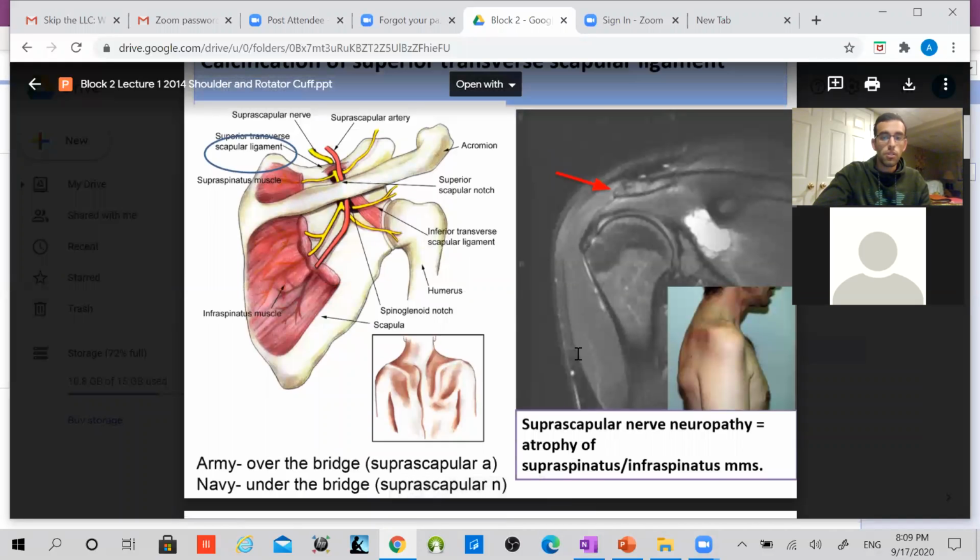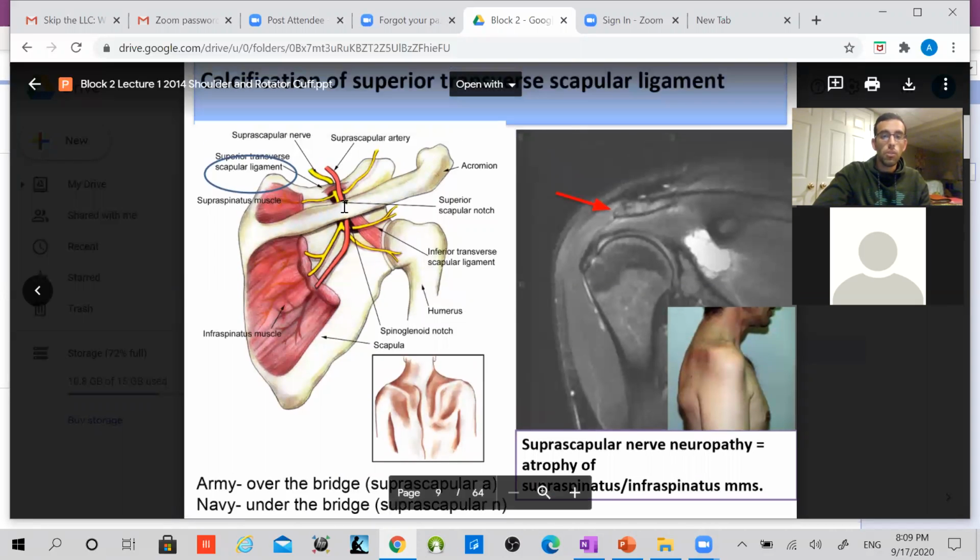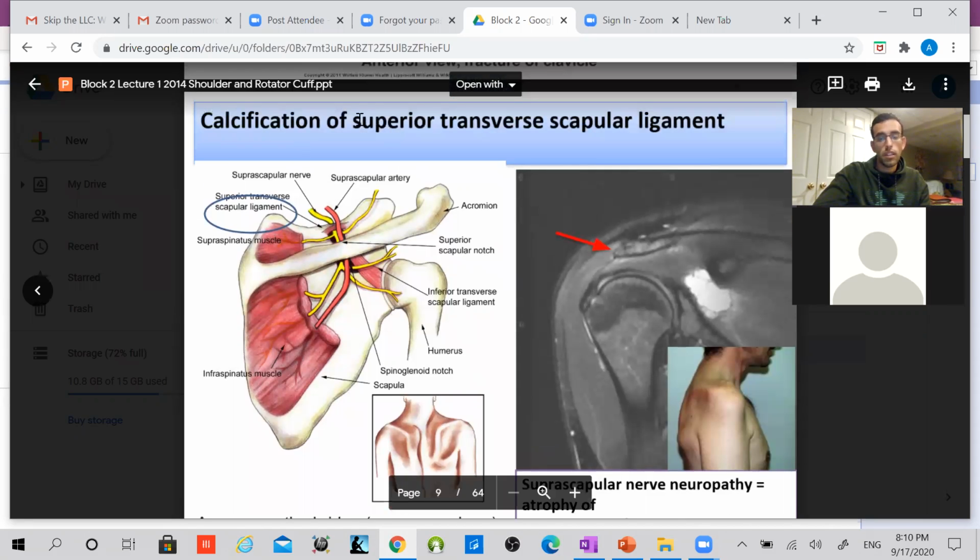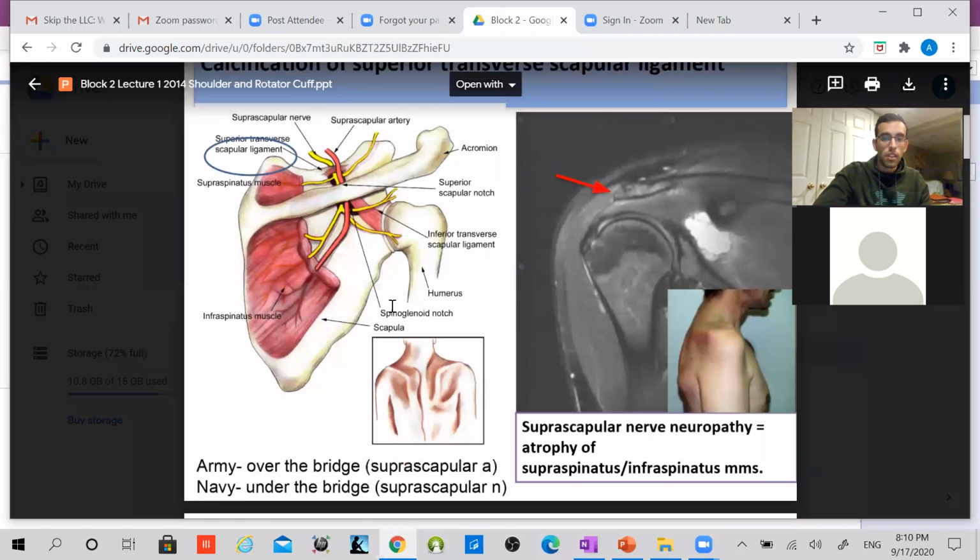It can tend to cause atrophy in the muscles. So if you know that this person demonstrates some possible muscle atrophy with just palpation or just movement, you can look at an area here, and the superior transverse scapular ligament literally is a bridge to where this nerve runs. So if you run inferiorly to that, you're going to look at this. I like the acronym they use for this one. So it's Army over the bridge.